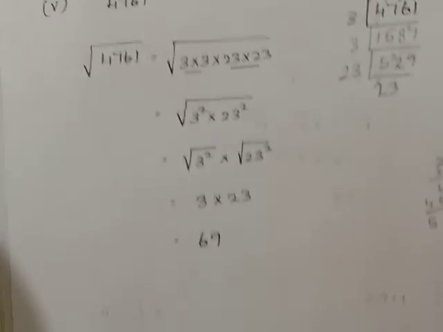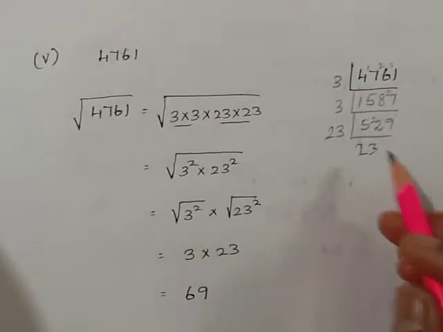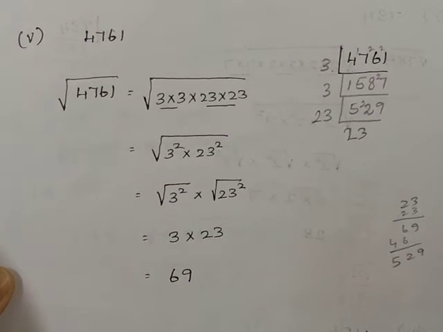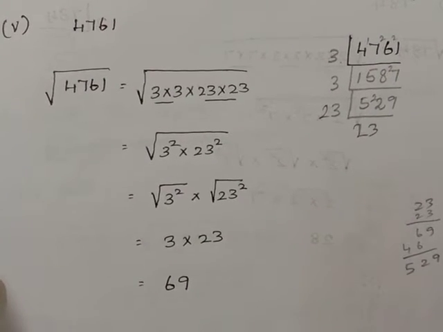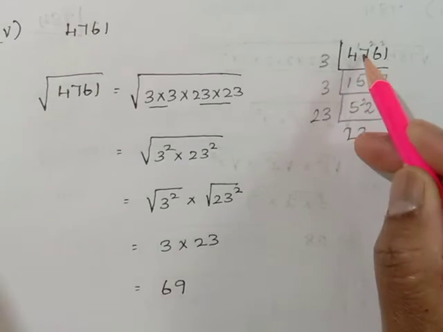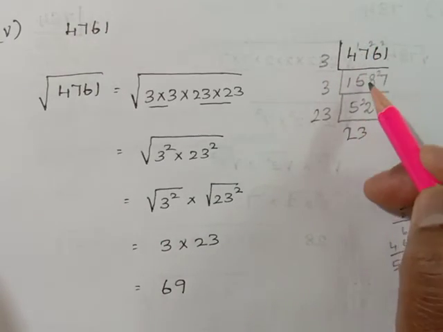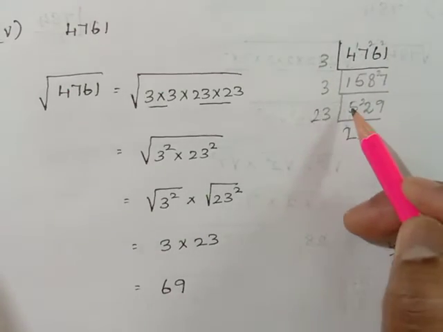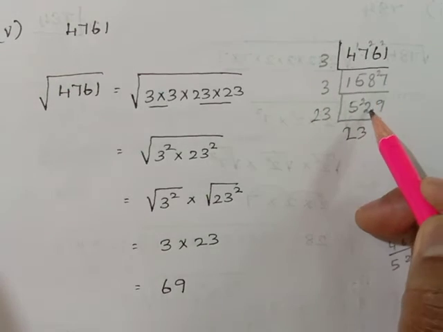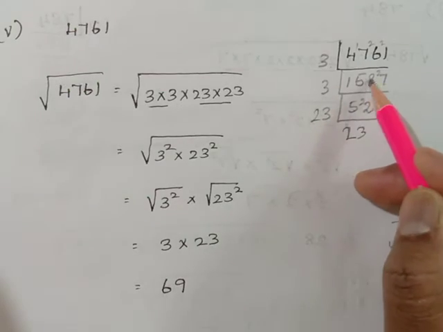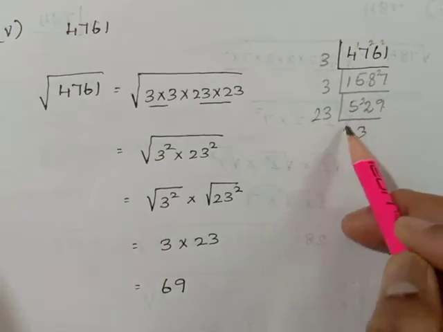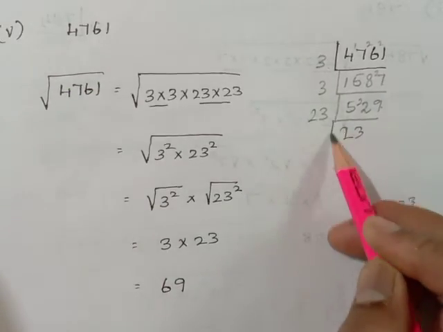Now your fifth question, 4761. 4761 by third table: 1 threes are 3, balance 1, 5 threes are 15, balance 2, 8 threes are 24, balance 2, 7 threes are 21. Again by 3, 5 threes are 15, 2 threes are 6, balance 2, 9 threes are 27. So 529 can be written as 23 23s are 529.